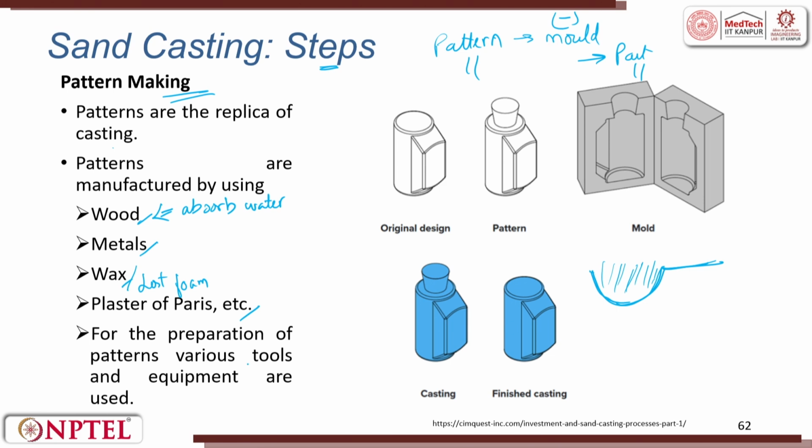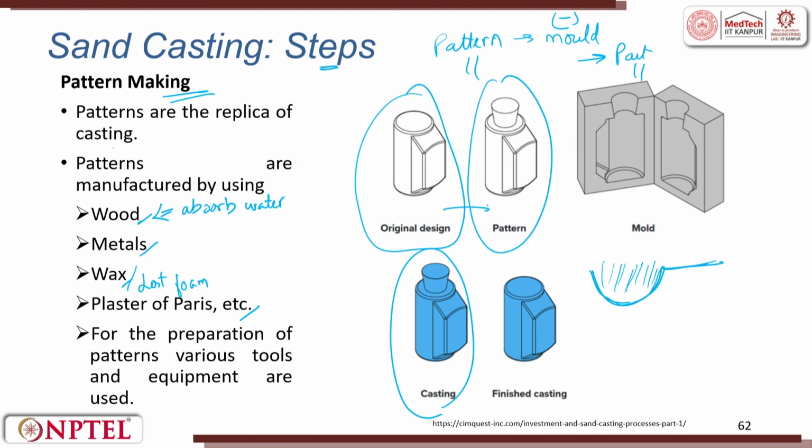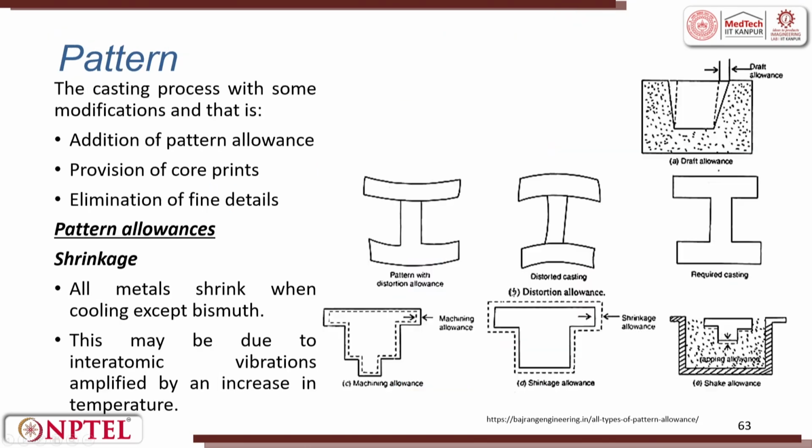So, for the preparation of various patterns, various tools and equipment are used. This is the original design, this is the pattern, this is the mold, this is the cast. You see here original design, pattern and cast will be the same. Mold will be the negative of it. So, once it is done, the top portion, this can be riser or it can be a sprue, whatever. So, you trim it off and then this will be remelted and then this will be the final part.